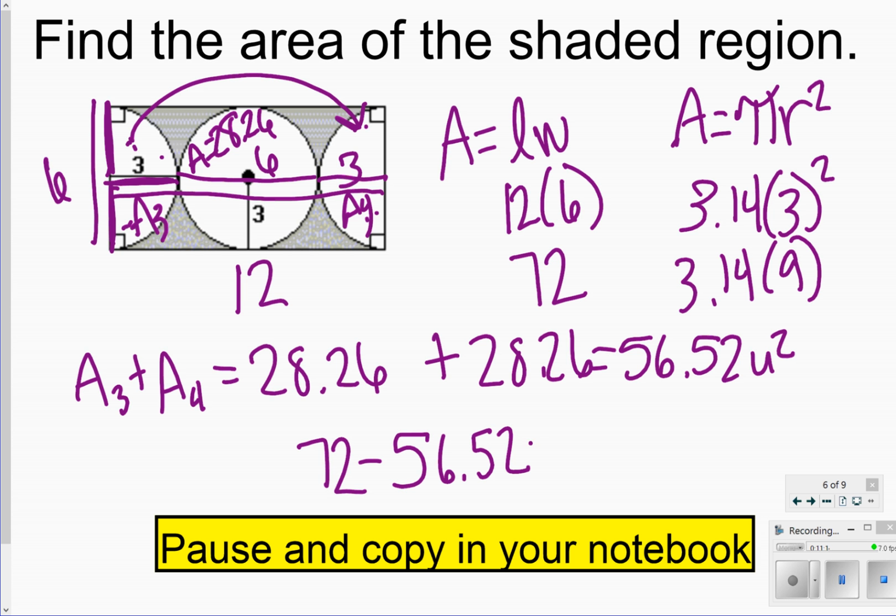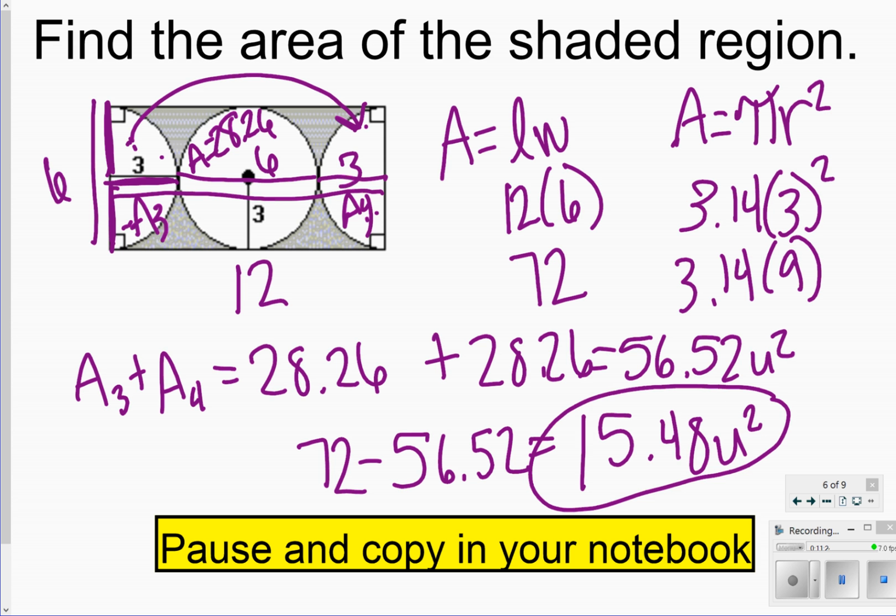And you're going to find that the leftover value is 15.48. And we don't know our units, so we're just going to say units squared. Okay, make sure you understand this or write down the questions you have, but copy all the information down.